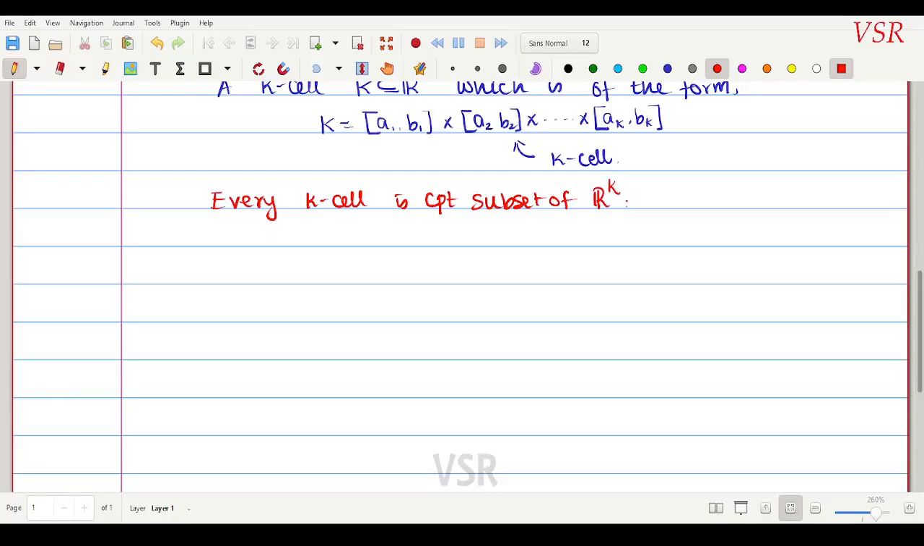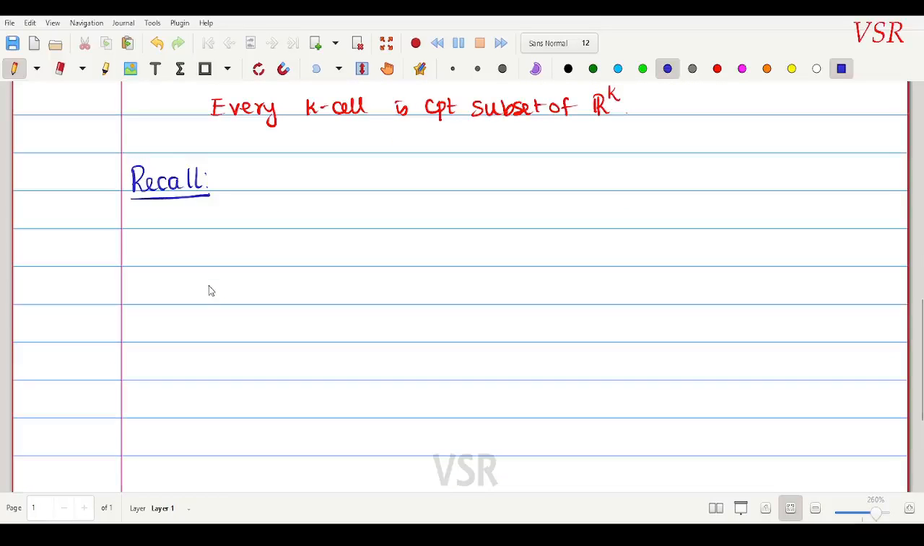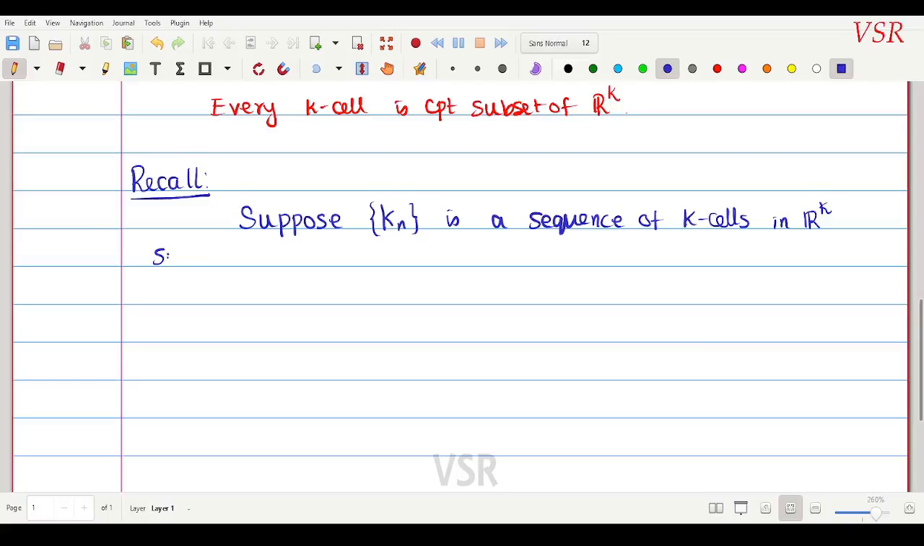Before proving this, let us recall another theorem that we saw in yesterday's class. Suppose I_n is a sequence of k-cells in R^k such that I_n contains I_{n+1} for all n belongs to natural numbers.